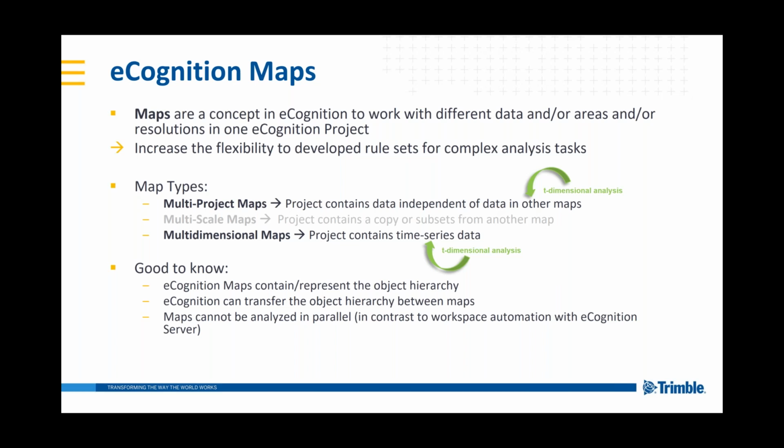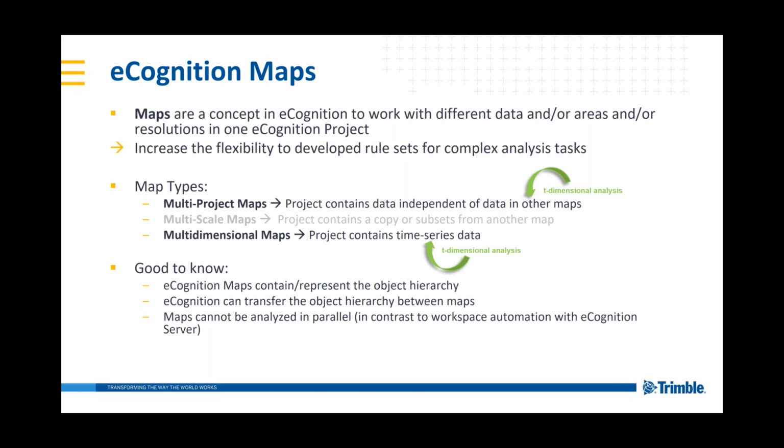And just a few other good-to-knows before we get into this: eCognition maps contain and represent the object hierarchy. So your image object hierarchy that you set up, your class hierarchy, is also represented and contained within the individual maps. It is also possible to transfer object hierarchies between maps. So even though these maps exist independently of one another, you can transfer the information from one map to another with a synchronized map algorithm.